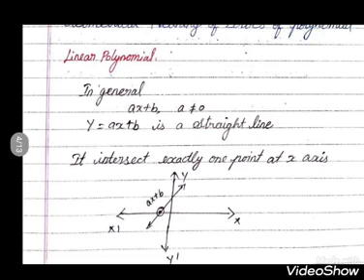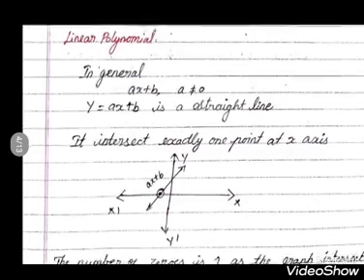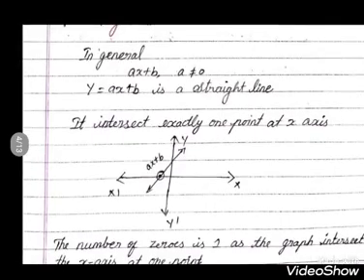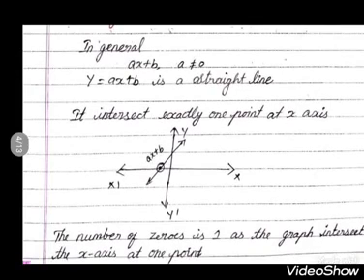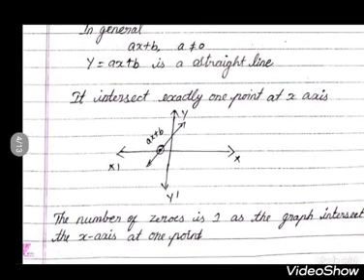A graph intersects the x-axis. How many points does it intersect? We count that as the zeros. For example, 1 point means 1 zero, 2 points means 2 zeros, 4 points means 4 zeros. So however many intersecting points on the x-axis, we take it as the zeros of that polynomial. So the number of zeros is 1, as the graph intersects the x-axis at 1 point.